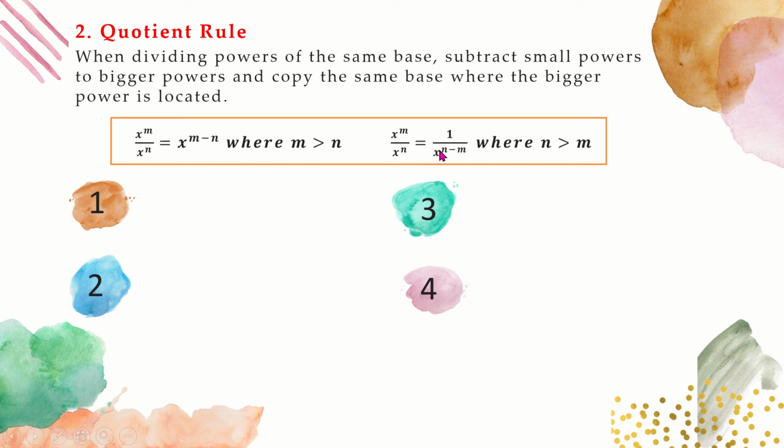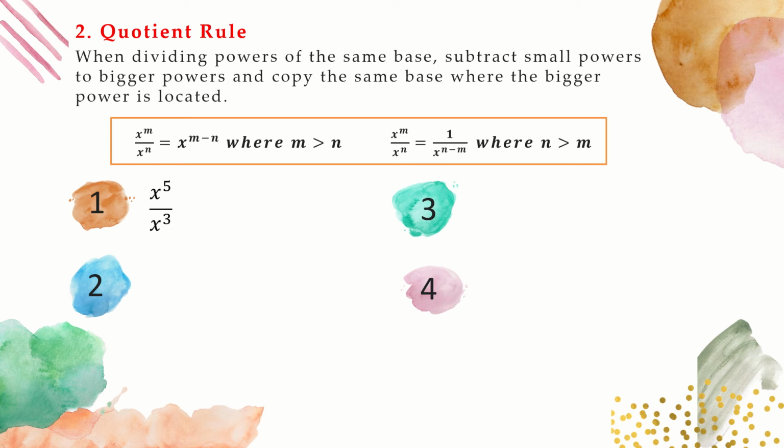But in this illustration, the exponent in the denominator, which is n, is bigger than the exponent in the numerator, which is m. So you can say that it would be equal to 1 over base x exponent n minus m, where the value of n is greater than m. Okay, so what will happen to our next examples?